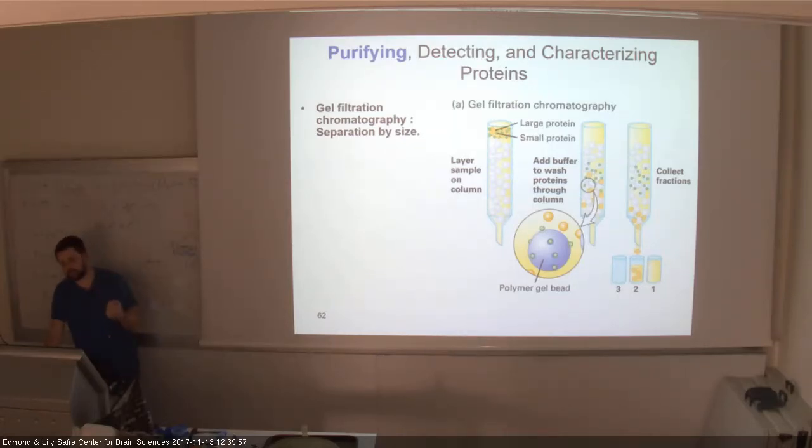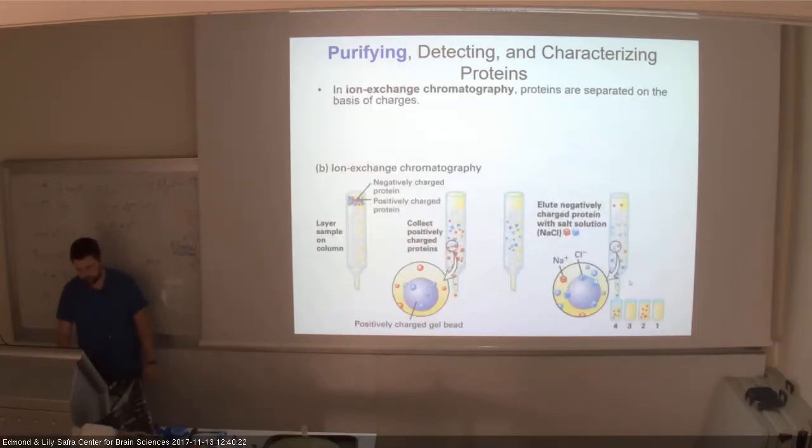Now, the small molecules will bind or will slow down with these polymer gel beads, and the large molecules will pass first. So you can do several steps of washing, and according to that, get different sizes of proteins according to the number of washes that you do. First you get the large molecules, then the smaller, and then the smallest ones in the rest of it.